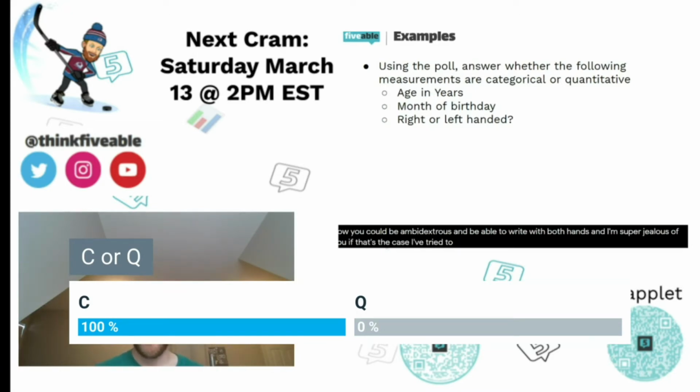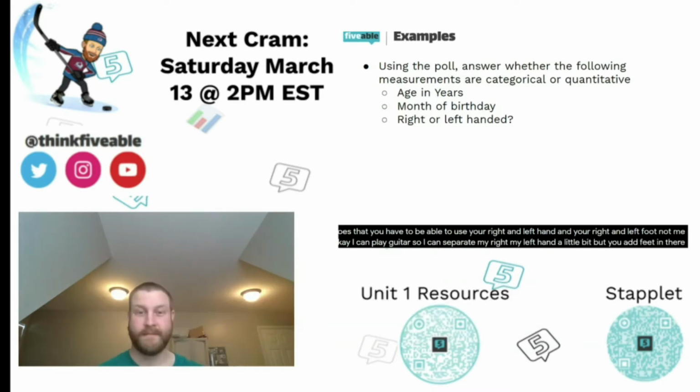I've tried to play drums before, and if you play drums, I don't know if anybody does that. You have to be able to use your right and left hand and your right and left foot. Not me. Okay, I can play guitar, so I can separate my right and my left hand a little bit, but you add feet in there, not for me at all. So if you play drums, I totally am jealous of that.